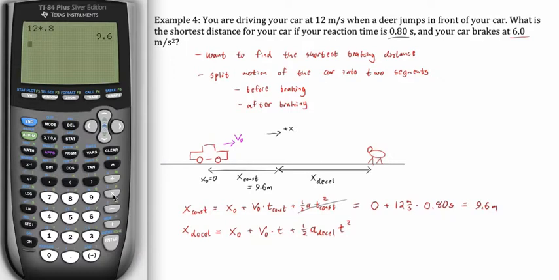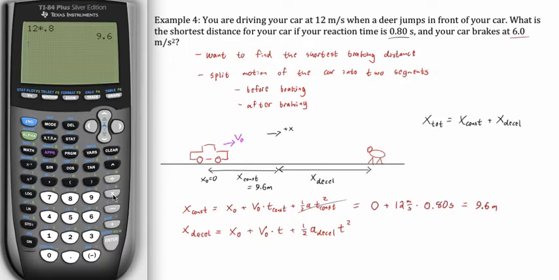So then we can think of the total distance. So x total, which is what we're trying to solve for, that's going to be the shortest distance, is just going to be the sum of the distance we're moving at constant velocity plus the distance where we were actually decelerating.